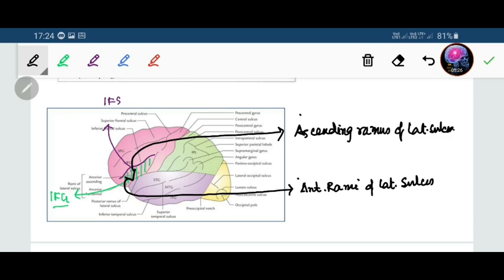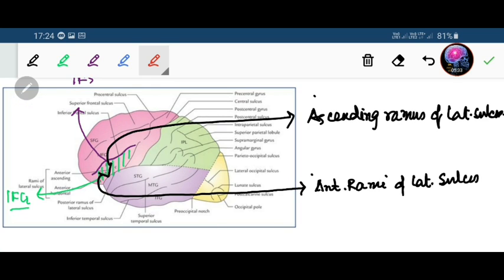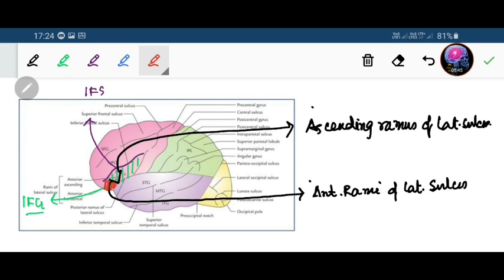The part below the anterior ramus is called the pars orbitalis. So pars orbitalis is the part below the anterior ramus. This part belongs to the inferior frontal gyrus and it lies below the anterior ramus of the lateral sulcus. This is called pars orbitalis.